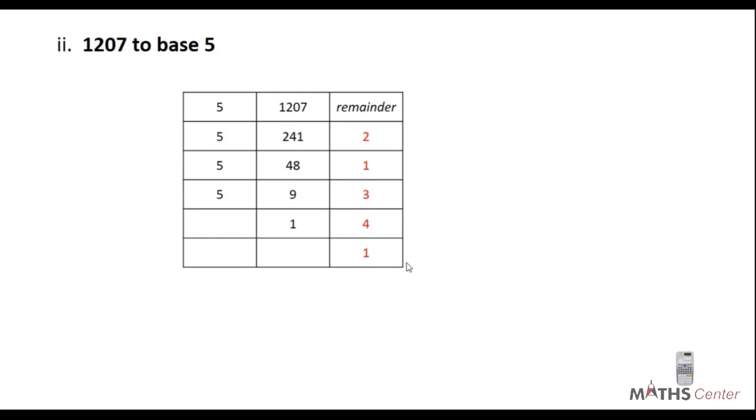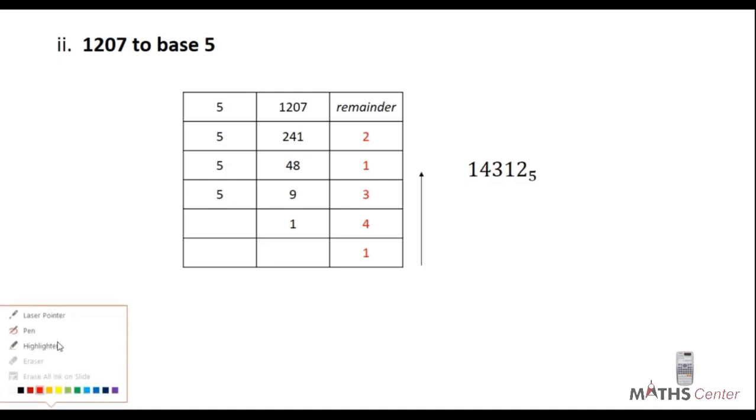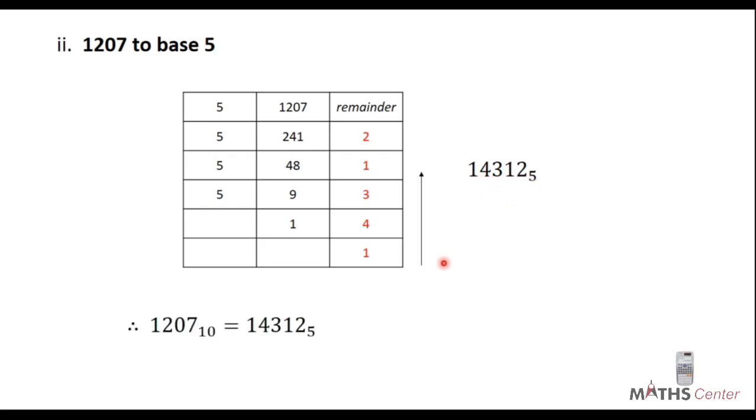So this time you pick the answer in this manner: 1 4 3 1 2. It means that if you convert 1207 to base 5, you are going to have 14312 base 5. So 1207 base 10 is equal to 14312 base 5.